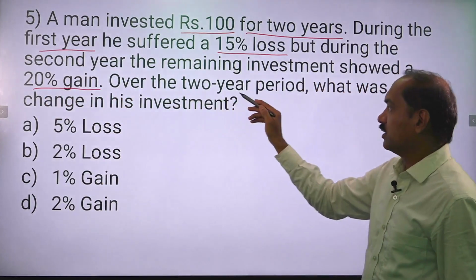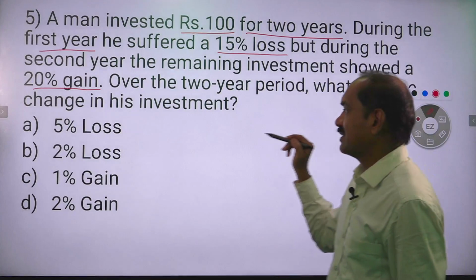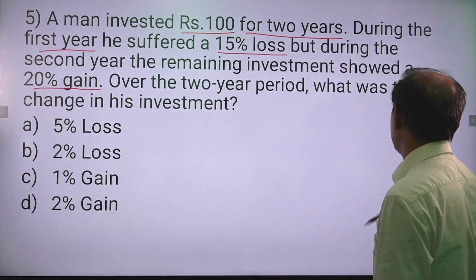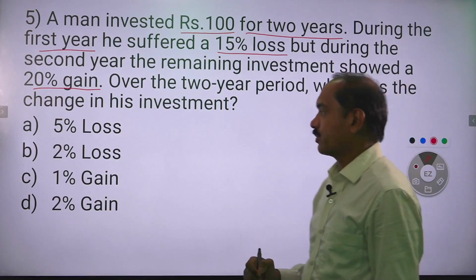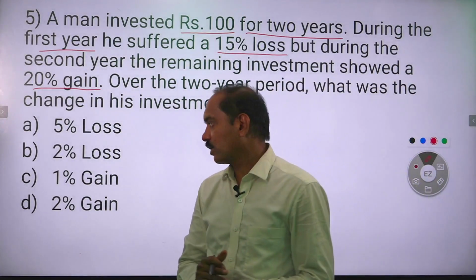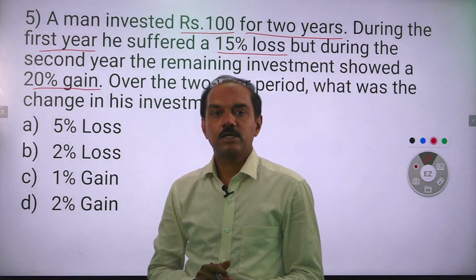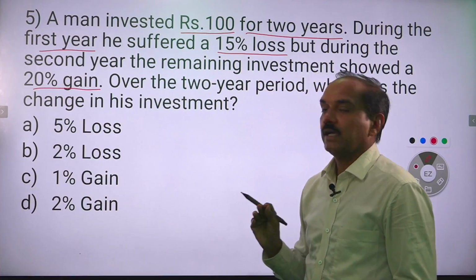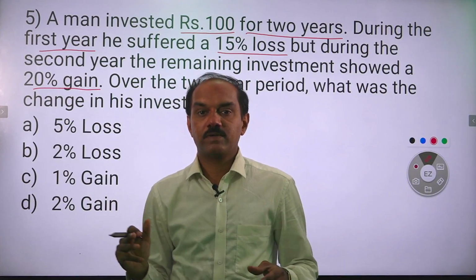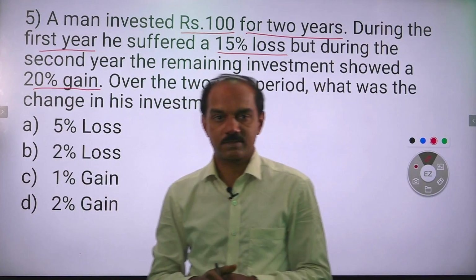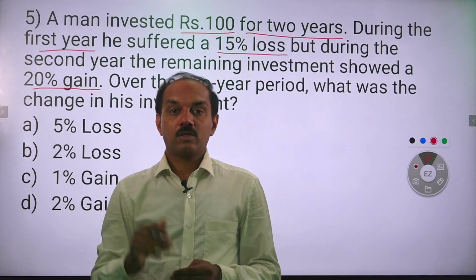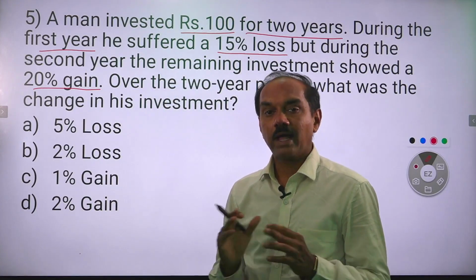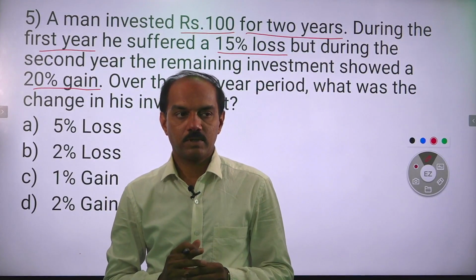Over the 2-year period, what was the change in his investment? Your options are 5% loss, 2% loss, 1% gain, 2% gain. So he has invested 100 rupees. First year he suffered a 15% loss. But second year, on the remaining investment, he gained 20%. Now what happened overall in the 2 years?